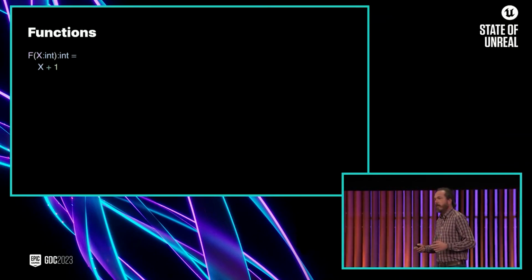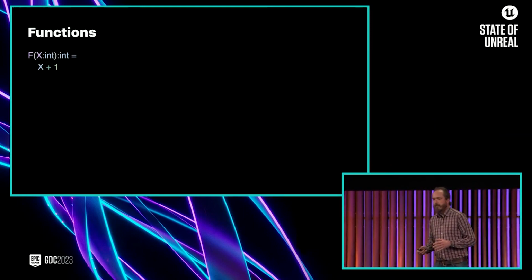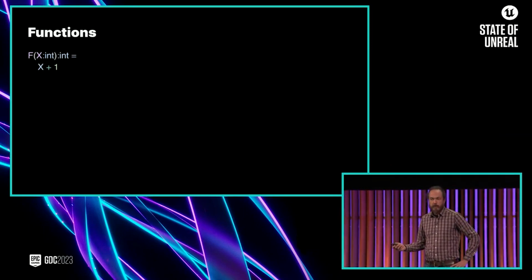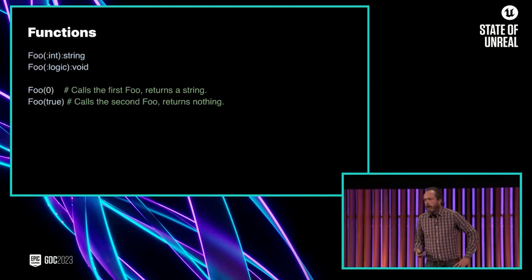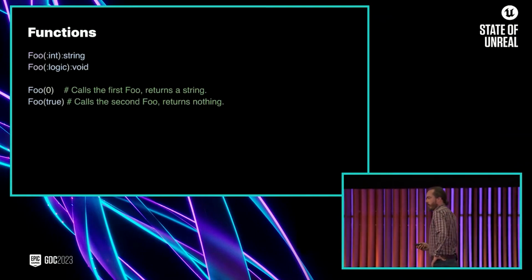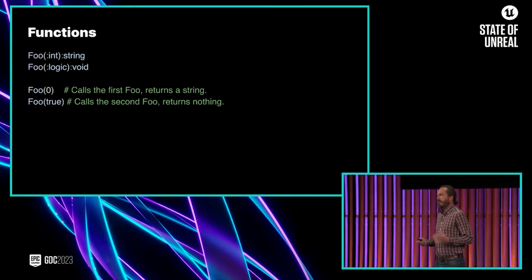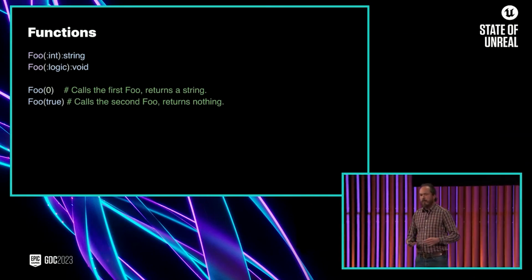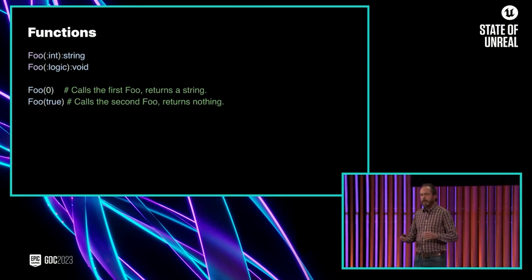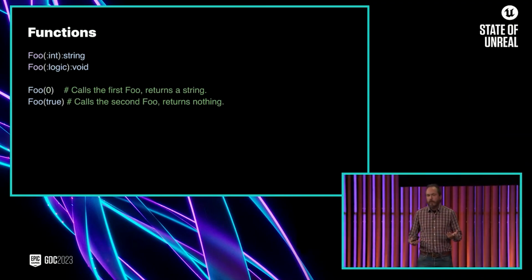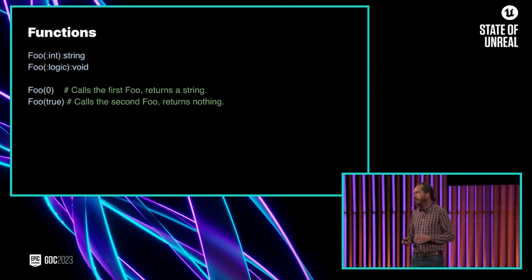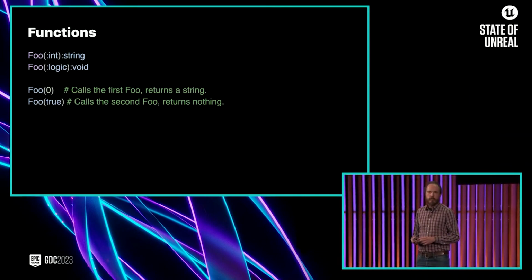The language does also support squiggly braces, so you could put the function in squiggly braces if you don't like syntactically significant indentation. Verse functions can be overloaded. Here's an example of a function foo that takes either an int or a logic. Doesn't even have the same return type in both cases. Could be a completely different function body. If you call foo with 0, it calls the first foo and returns a string. If you call foo with true, it calls the second one and returns nothing.